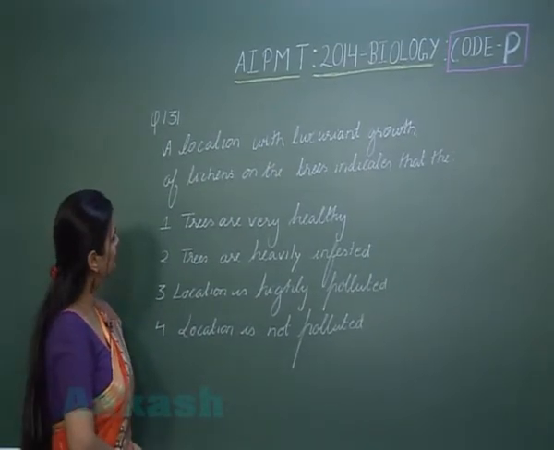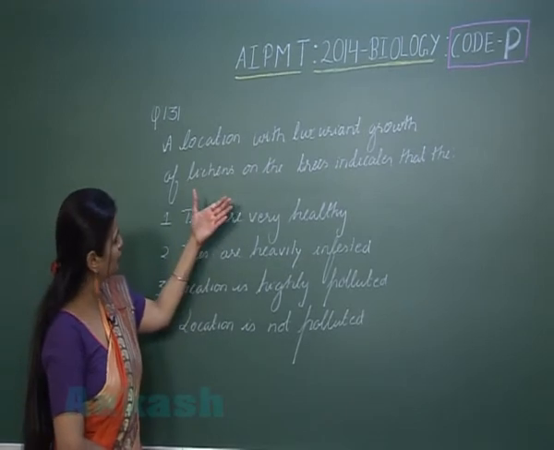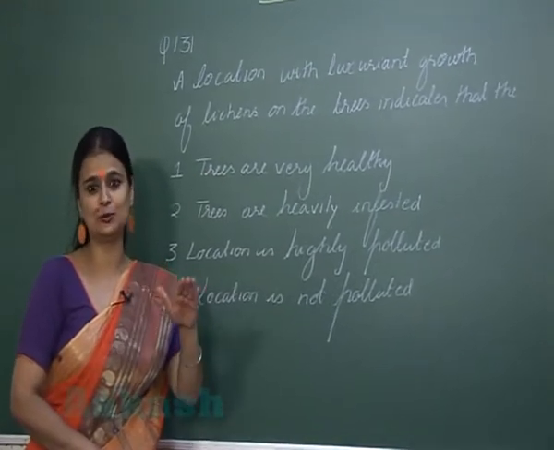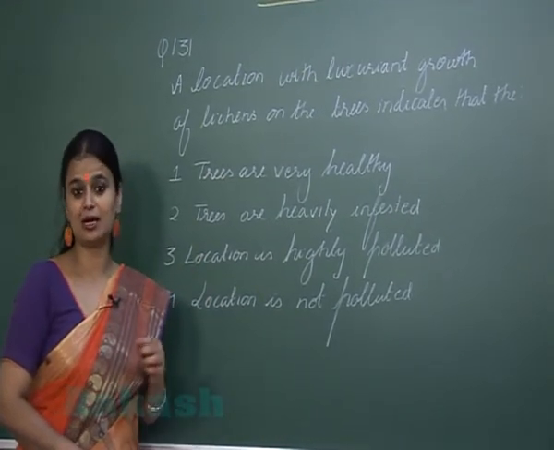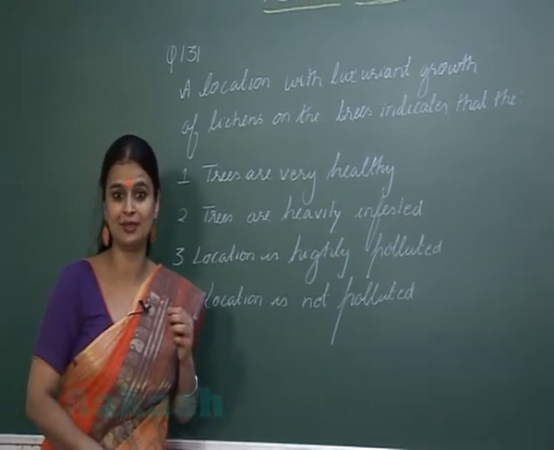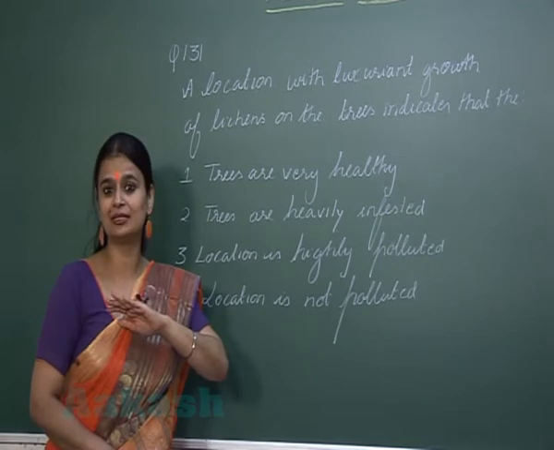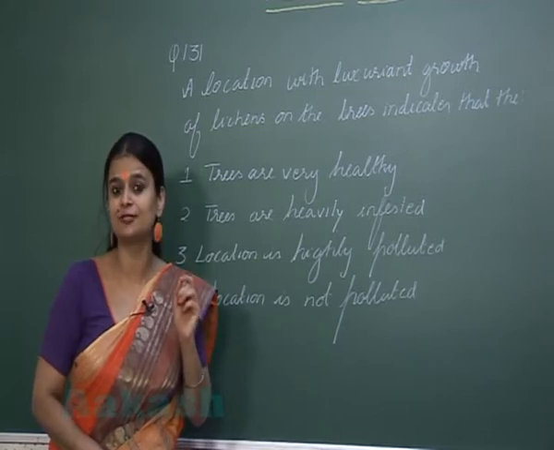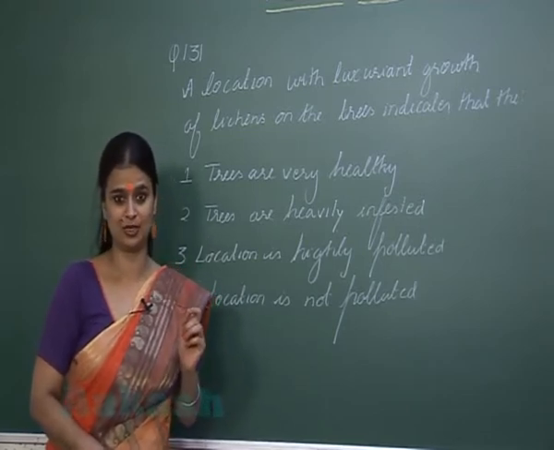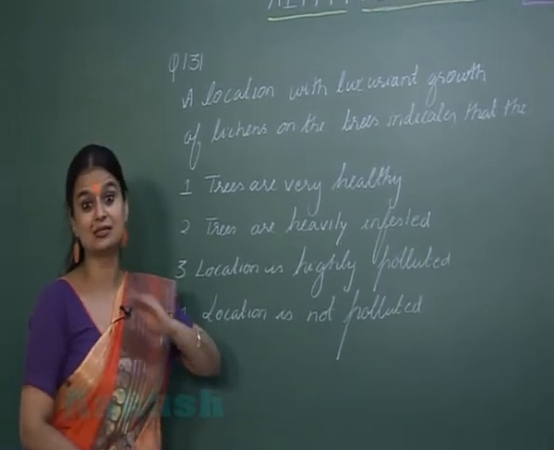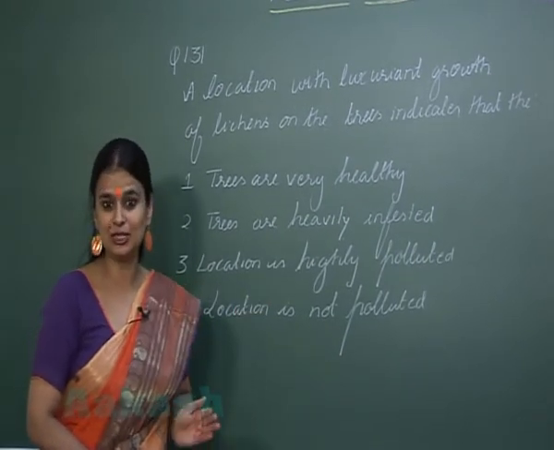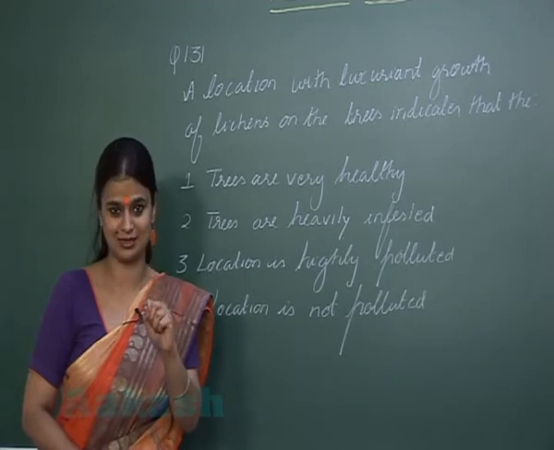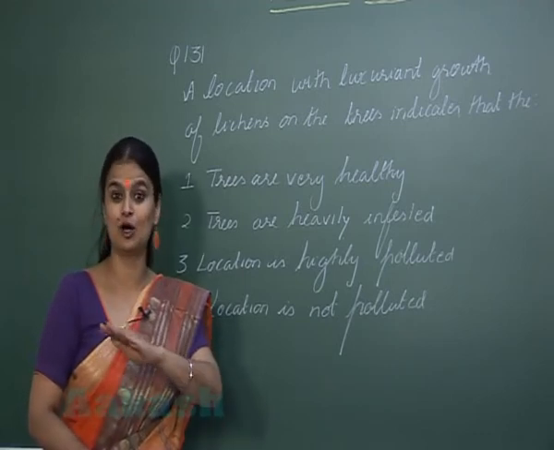Question number 131. A location with luxuriant growth of lichens on the trees indicates that... Now lichens are air pollution indicators. Where the air pollution level is more, in that area the growth of lichen is inhibited. Yes, lichens are sensitive to sulfur dioxide air pollution. So if the growth of the lichens is enormous, if the luxuriant growth is there, it means in that area the air pollution is less, or we can say that area is not polluted.